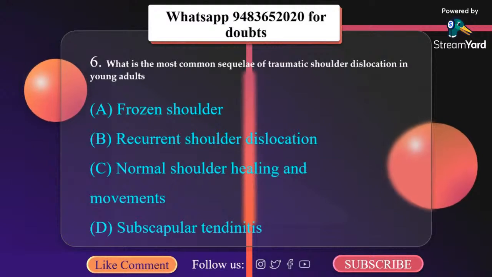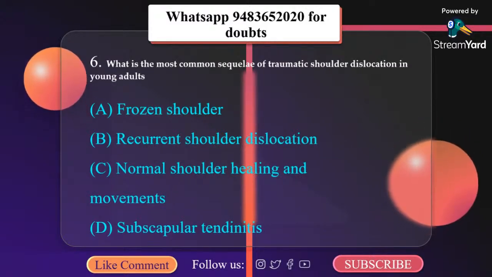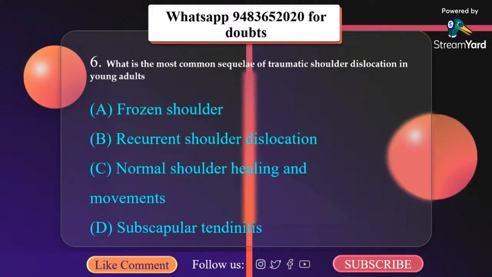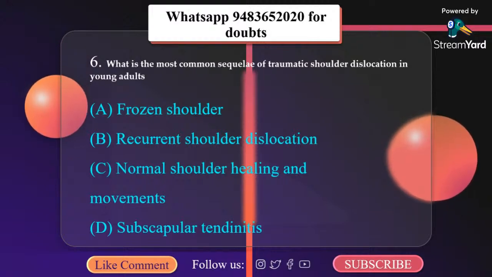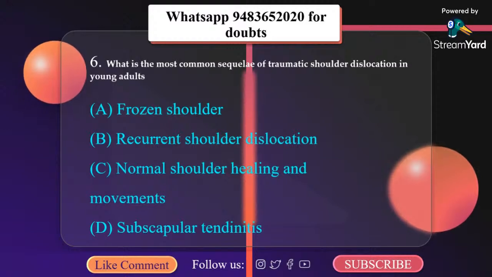What is the most common sequelae of traumatic shoulder dislocation in young adults? A. Frozen shoulder. B. Recurrent shoulder dislocation. C. Normal shoulder healing and movements. D. Subcapsular tendinitis. So this is the commonest joint in the human body to dislocate.